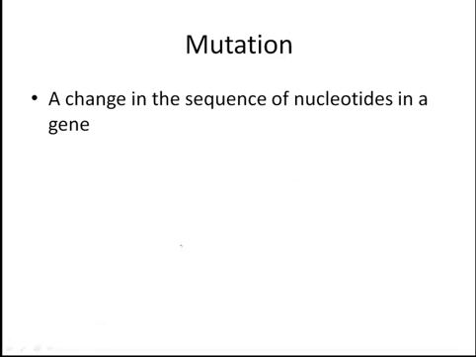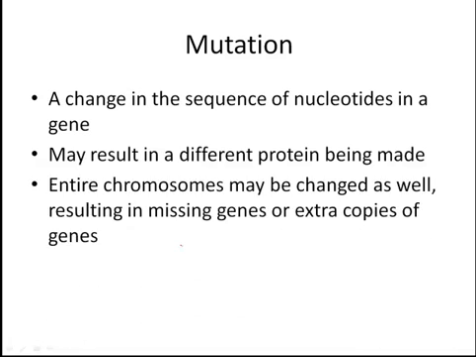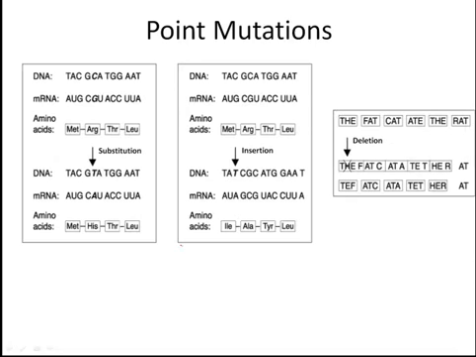Now, every once in a while, a mistake will get made in your DNA, and you can change the sequence of nucleotides in a gene, and that's called a mutation. And what can happen is you can get a completely different protein made. Sometimes an entire chromosome can be changed, and that can cause genes to either be missing or you can have extra copies of genes or extra pieces of genes. Any of these could have bad effects, or they could actually have good effects in terms of natural selection.